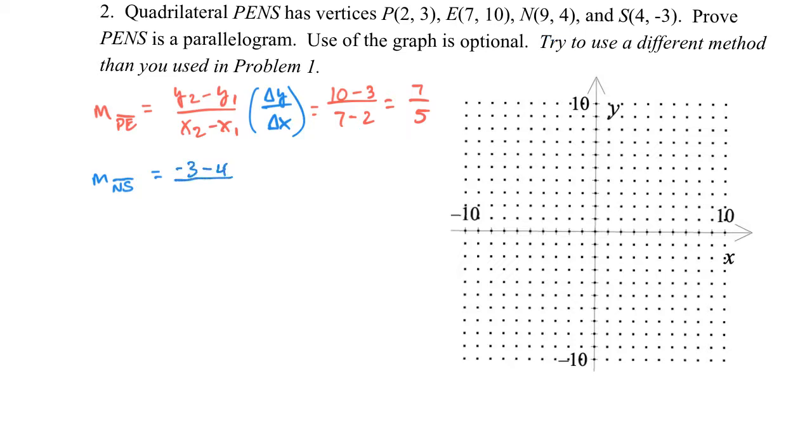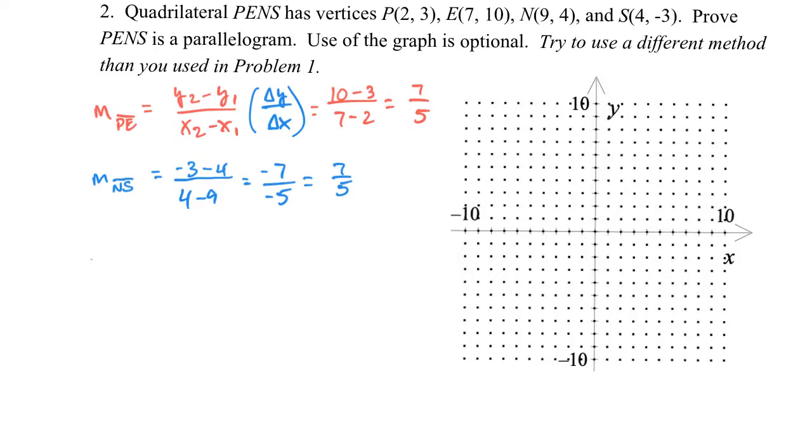-3 subtract 4. And then my x's are 4 take away 9, 4 minus 9. So -3 minus 4, that's -7. And I have 4 minus 9, which is -5. And I have negatives on the top and the bottom, so those cancel out, and that just gives me 7/5. So perfect. My first two opposite sides have the same slope. They are parallel. Fantastic. Halfway there.